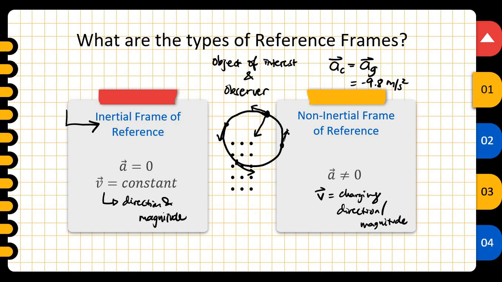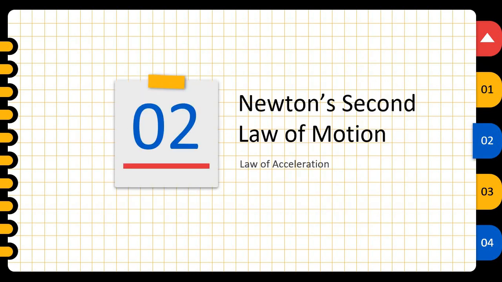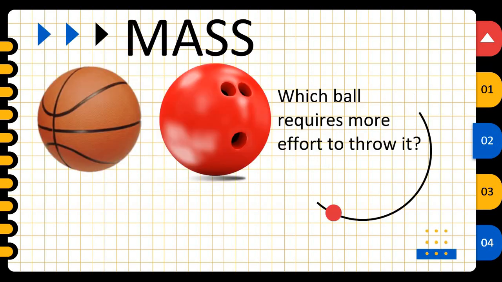So now let's proceed with Newton's second law of motion, which is the law of acceleration. The law of acceleration states that F is equal to ma, right? F there is the force, m is the mass, and a is obviously the acceleration. So why do we need to identify the mass of the object, and how can it affect the motion of the object? Let's focus first on masses. Which ball requires more effort to throw? Obviously the answer would be the bowling ball.